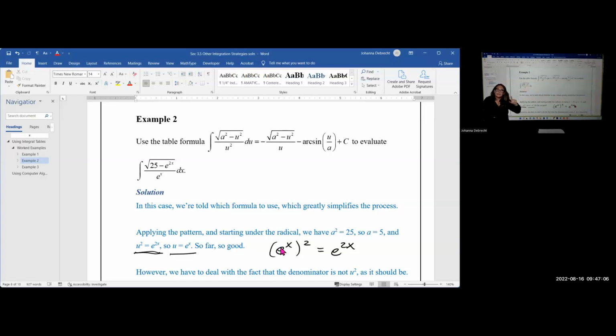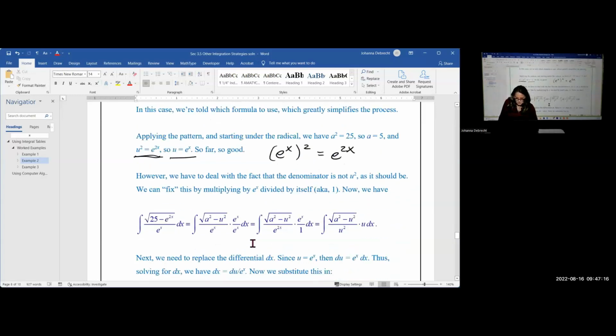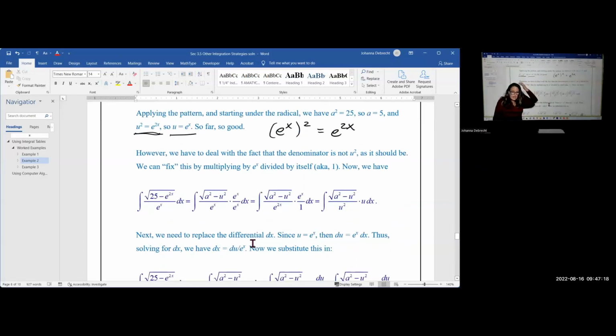But I haven't replaced the dx. This has du and this has dx, and I've got to have du. I have to replace every single piece. So let's deal with the fact that the denominator is not u squared, which is what we were expecting. Are we going to fix this? Well, there's a couple ways of doing it, but one way to fix it is to multiply by 1 in the form of e to the x divided by e to the x.